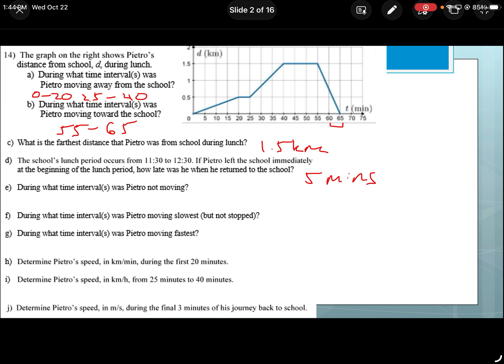So during what time interval? That's going to be 20 to 25. And also, what's that, 40 to 55? 40 to 55.